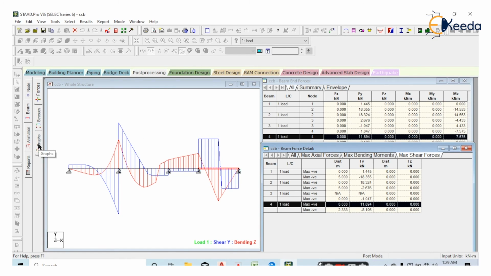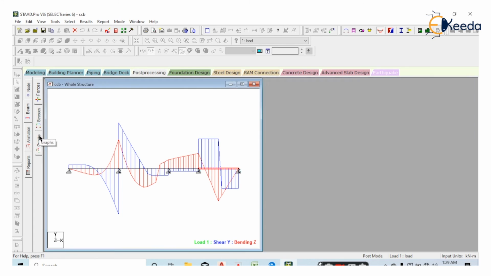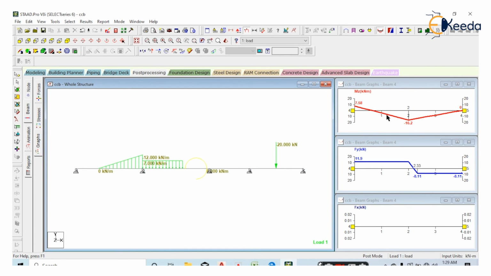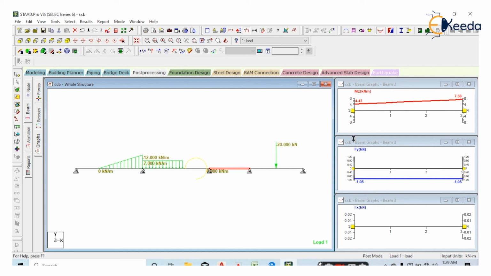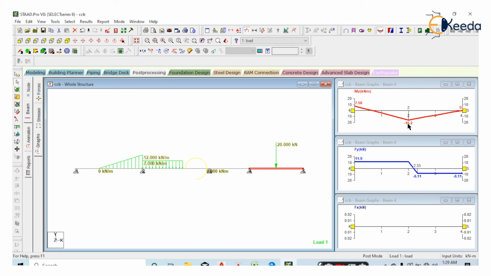Okay, just go to the graph. Look at the graph. Just click on first beam. The first one is the bending moment graph. Second one is a shear force graph, Fy. And the third one is axial force graph. Click on the second beam. Mz bending moment graph, Fy shear force and Fx axial force. Click on the third beam. Likewise, you can see all the graphs and diagrams of bending moment, shear force and axial force.